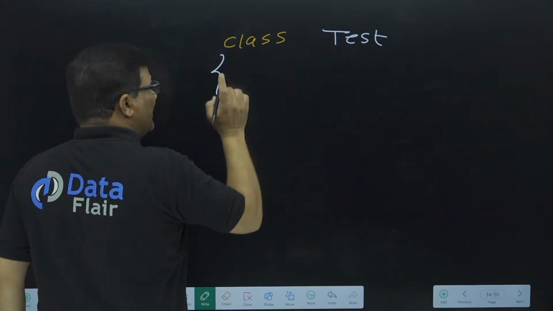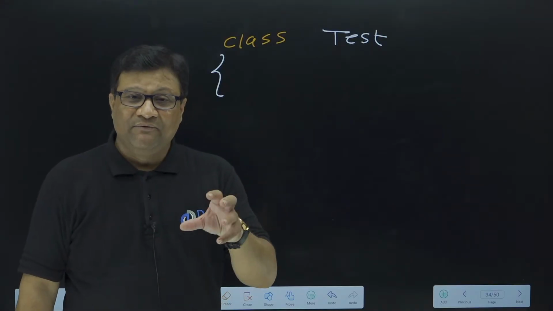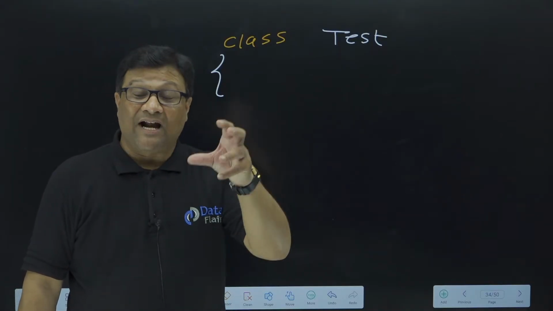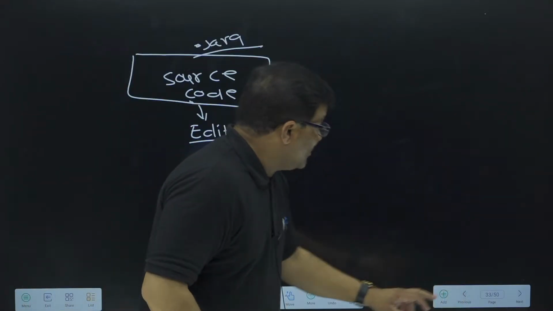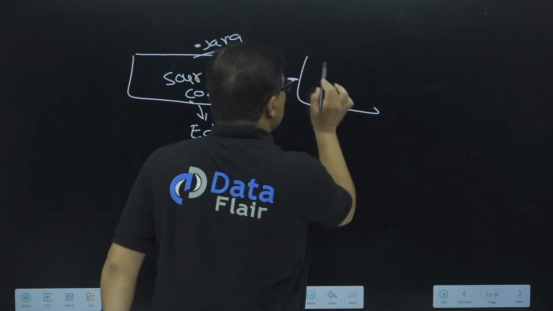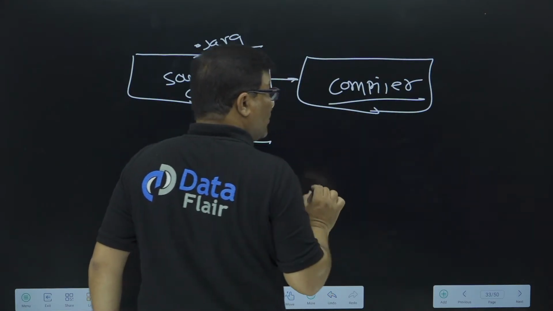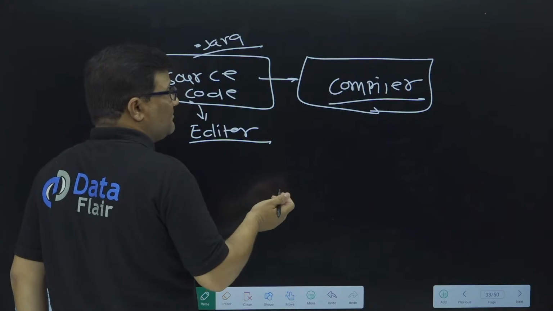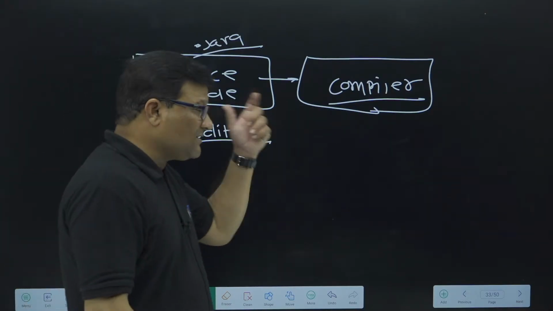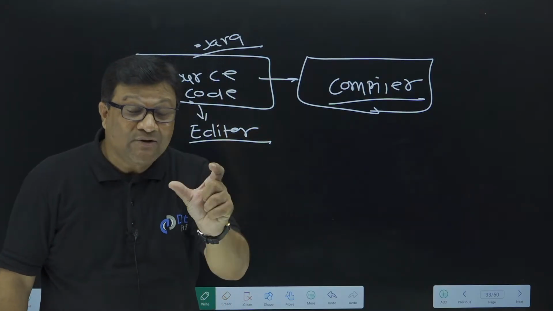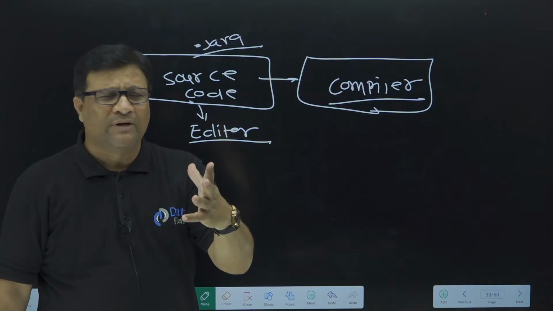Now in this class test we have to write a method, which is my driver method. Do you know what a driver method is? This is the source code we have. Once I provide this source code to the compiler, how does the compiler know from where to start the compilation? At least we have to specify that from here you have to start the compilation.